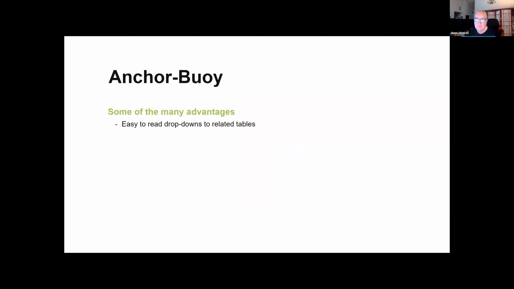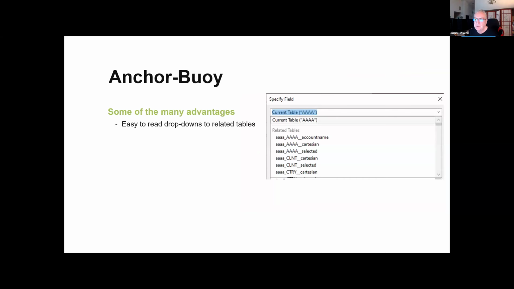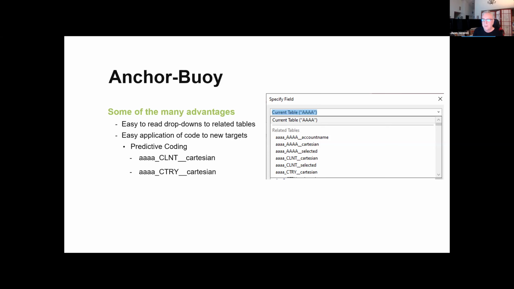Here's some of the advantages of doing it. Drop downs are easy to use because you're going to see the related tables alphabetically in a natural intuitive order. You can easily apply the code to new targets, which I call predictive coding. Let's say you've got a script and you're trying to get a value from AAA to CLNT by the Cartesian. You're getting a list of all your clients as a cross product join. Then you're going to go and say, well, I want to get a list of all countries by the cross product join. You could just copy and paste that code and just change 3 letters from CLNT, it's CTRY, and you just copy and paste.